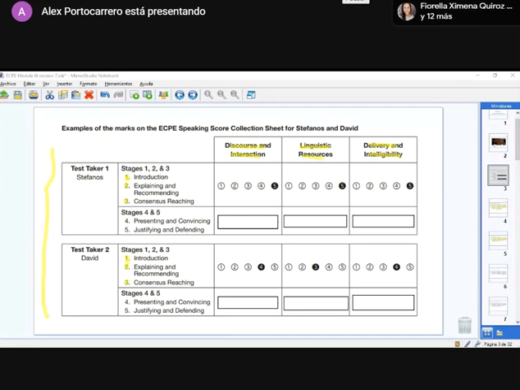Area, and also why. Remember to justify it. I gave Stefanos 4 in the linguistic resources because of this, that, and that. So for this, you will have 8 minutes to discuss in groups the grades you assign to each of the test takers. Okay, so go ahead, 8 minutes on the clock. What score you assign to each of the test takers, right?